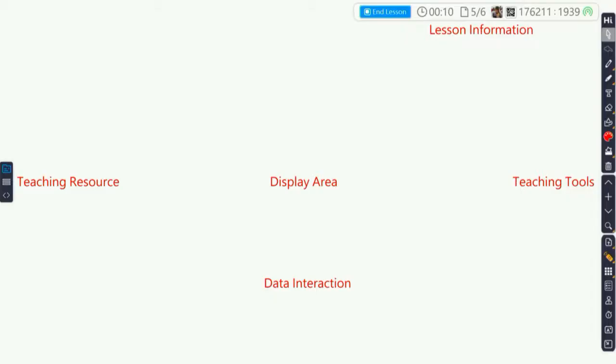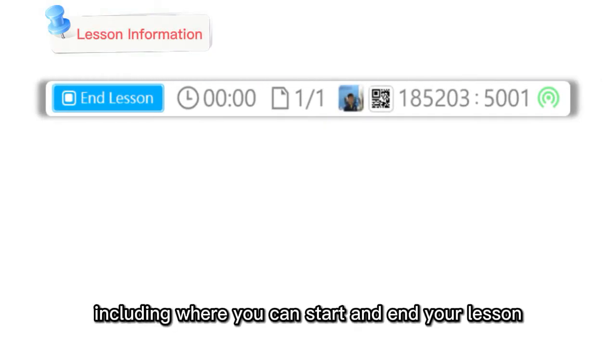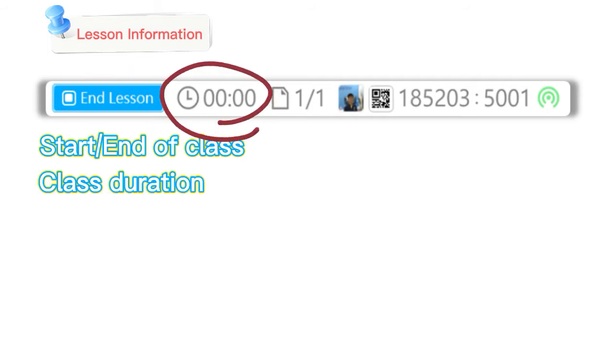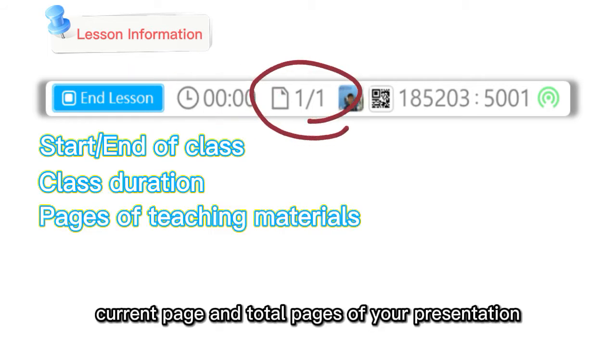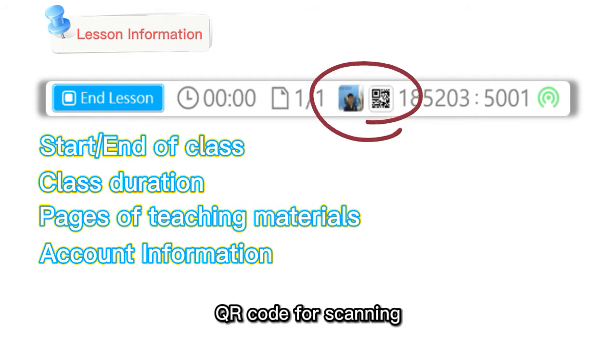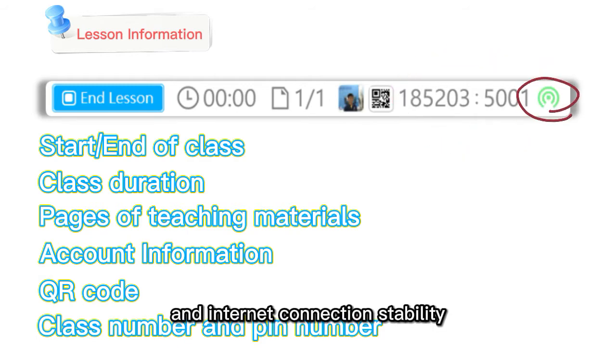At the top is where you can see the lesson information, including where you can start and end your lesson, your class duration, current page and total pages of your presentation, your team model account information, QR code for scanning, class number and pin number, and internet connection stability.